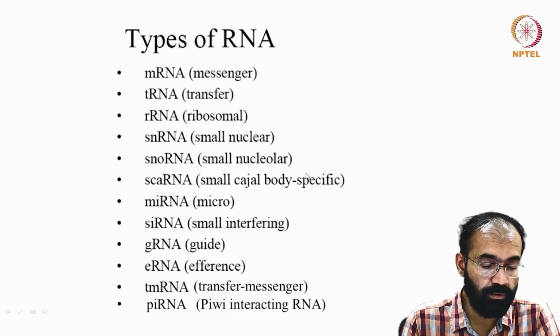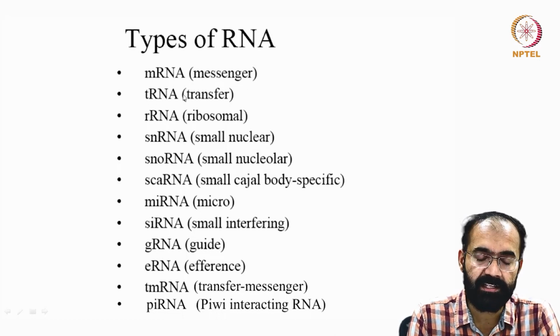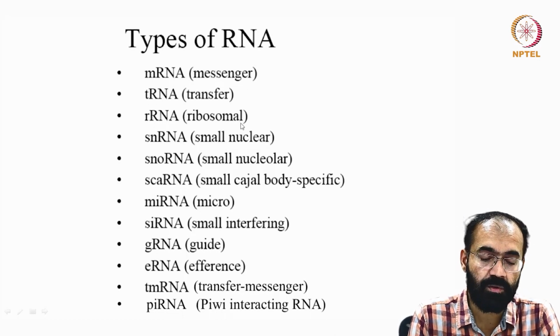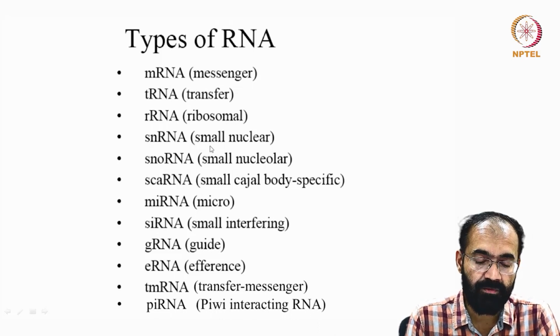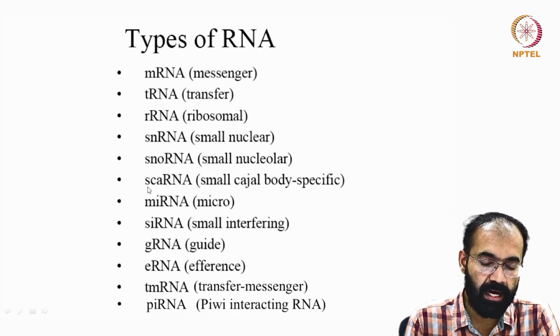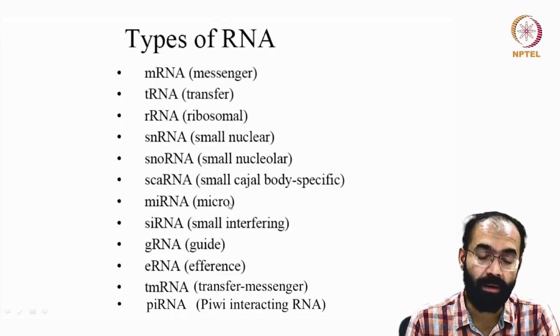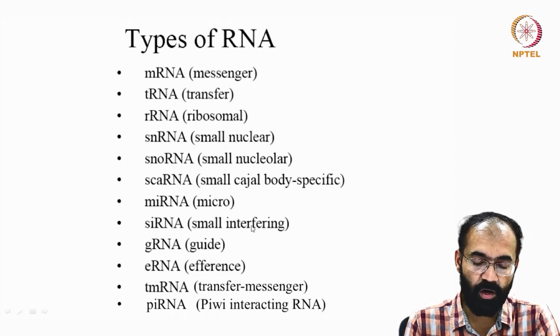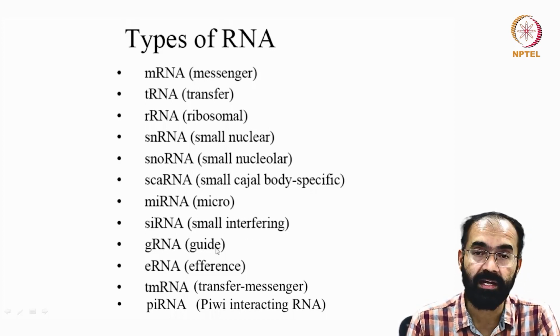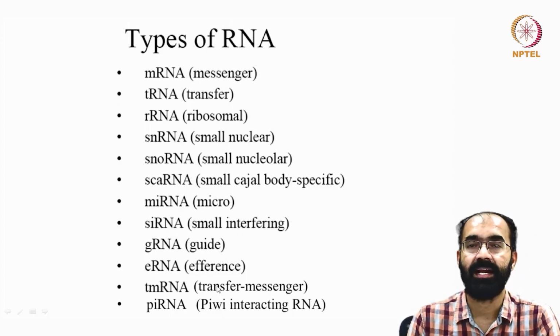Let us quickly look into different types of RNAs. This list may sound a little long, but we will quickly go through their names. mRNA stands for messenger RNA, tRNA for transfer RNA, rRNA for ribosomal RNA, snRNA for small nuclear RNA, snoRNA for small nucleolar RNA, scaRNA for small Cajal body specific RNA, miRNA stands for microRNA, siRNA for small interfering RNA, gRNA for guide RNA, eRNA for efference RNA, and tmRNA for transfer messenger RNA.